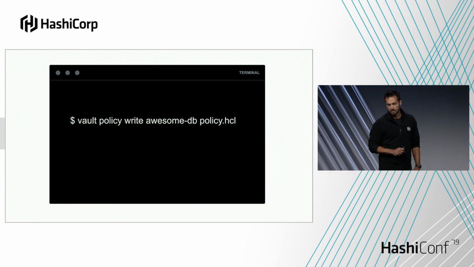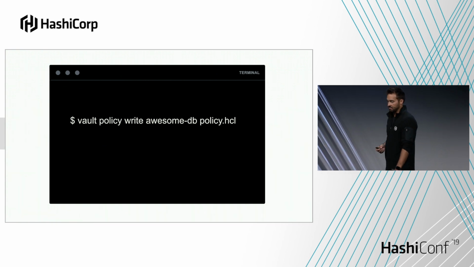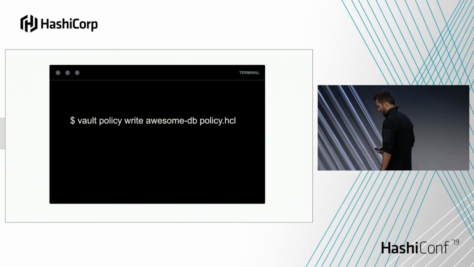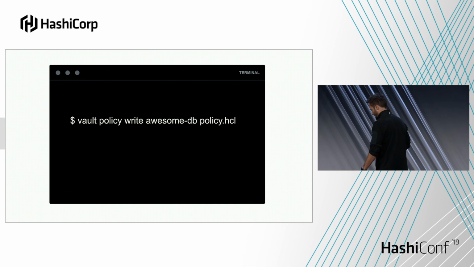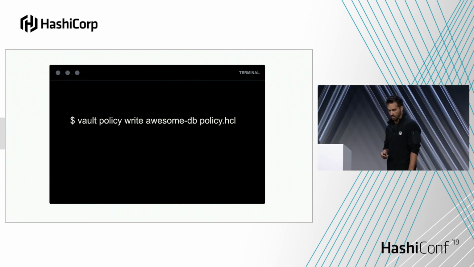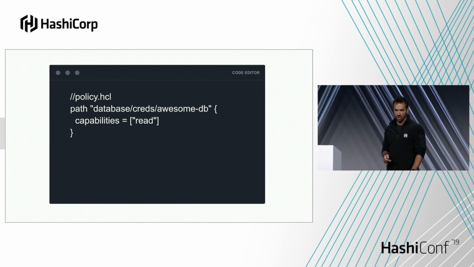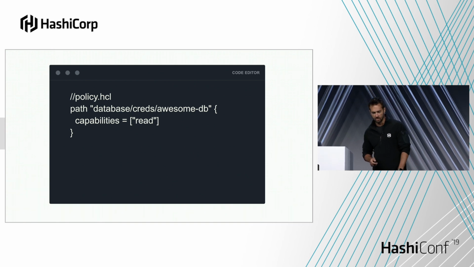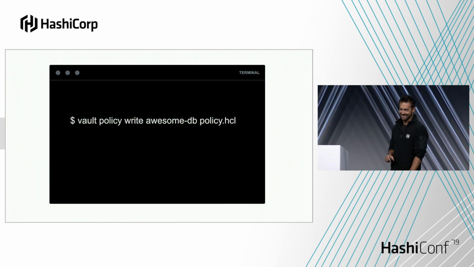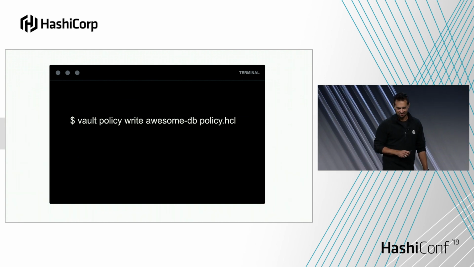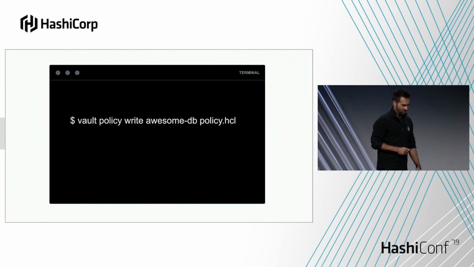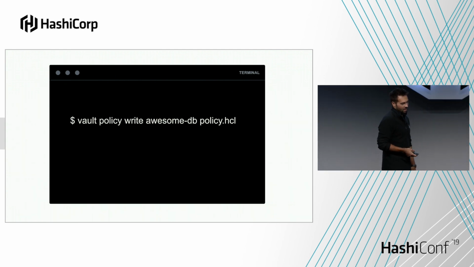Okay, so we write that HCL file, we store that to Vault. Sorry, I skipped the part where we use HCL to define our policies. If you're not familiar with HCL, I'm afraid I don't have an introduction for it, but it's kind of like JSON, but, well, I'm not supposed to say more than that. I have no problem with JSON. There are some people who are not big fans of YAML, though.